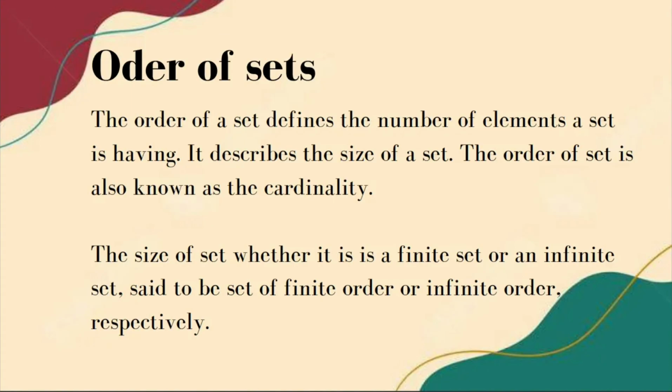The order of a set defines the number of elements the set has. For example, set A has ball pen, ball, bat, and baseball. It has 4 elements in it.